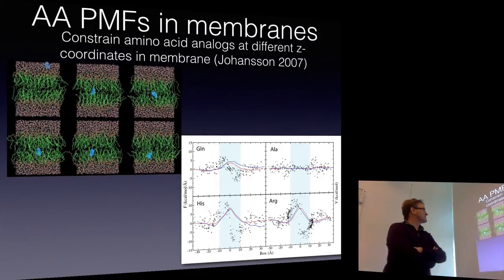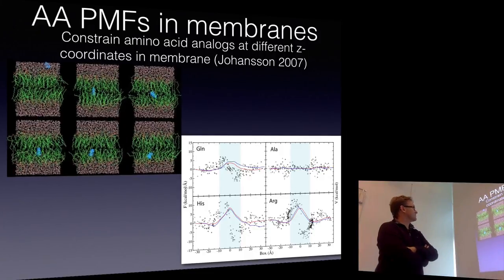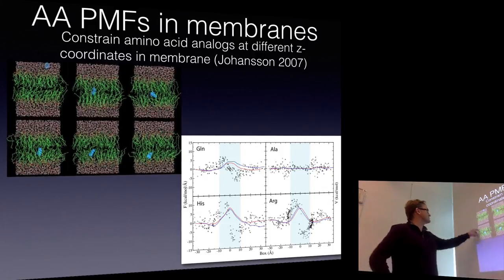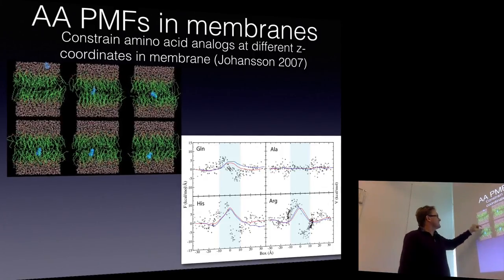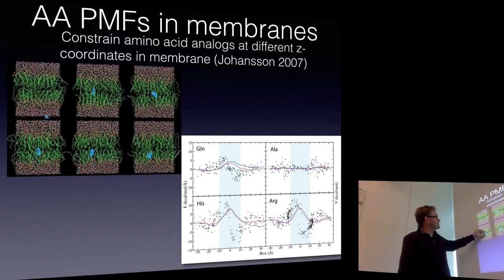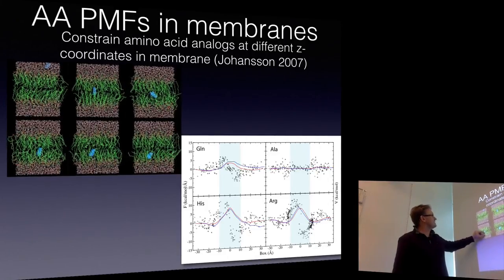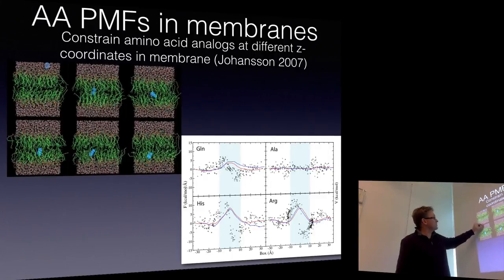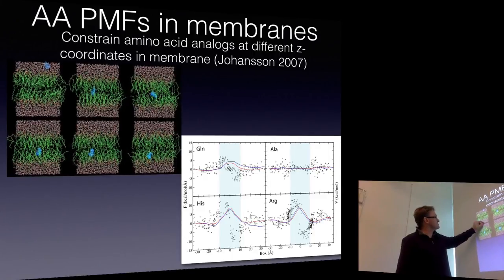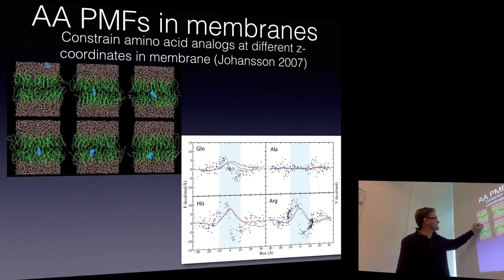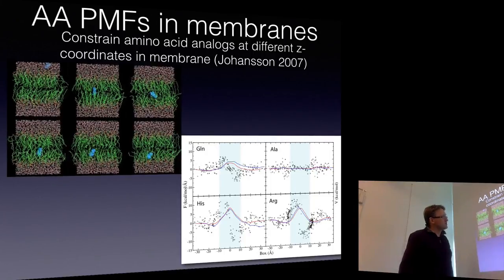So Anna actually was a PhD student here some 10 years ago. She set up a bunch of very simple systems. And then she forced amino acid analogs. So this is just a side chain part of an amino acid. And forced that to be at different depths, some 100 points or so, across these very small systems. And then she measured what is the force required to keep it at this position.